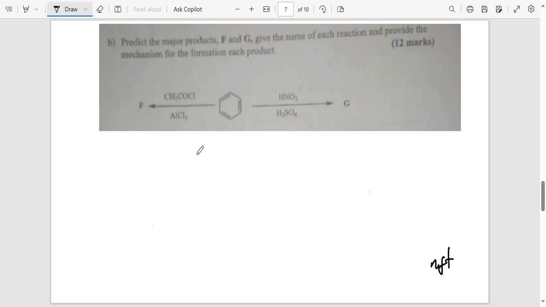Okay, let's start with the formation of the acylium ion. So the formation of it, you can see in the first step you always start. Please always start with your reactants for all of these.